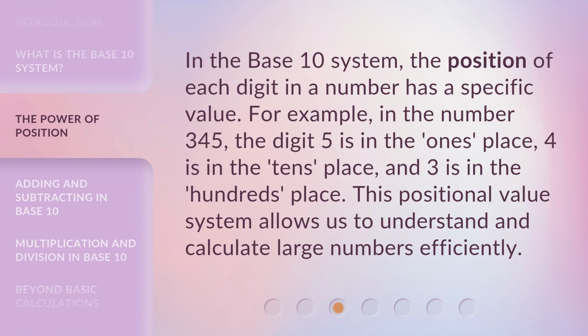In the Base 10 system, the position of each digit in a number has a specific value. For example, in the number 345, the digit 5 is in the ones place, 4 is in the tens place, and 3 is in the hundreds place. This positional value system allows us to understand and calculate large numbers efficiently.